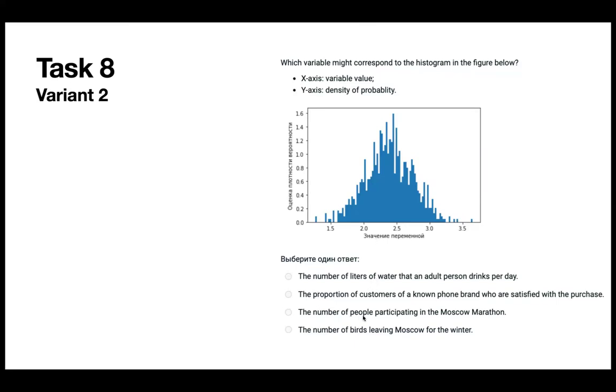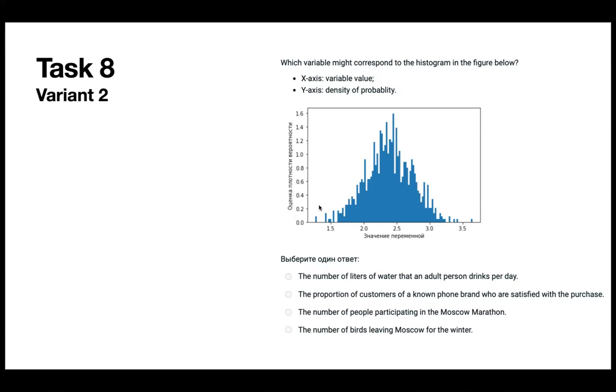Then we got the number of people participating in the Moscow Marathon. Well, we can't have 2.5 people. That's a discrete value. Then we have the number of birds living in Moscow for the winter. That's the same case as here, because we can't have 2.5 birds. So obviously the right answer here is that first statement. Sorry.